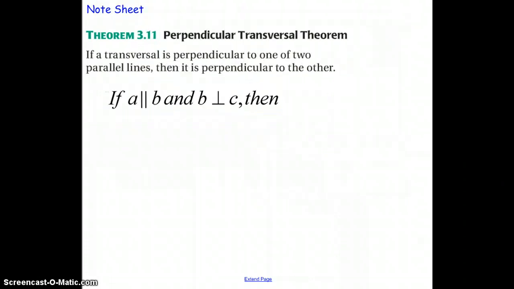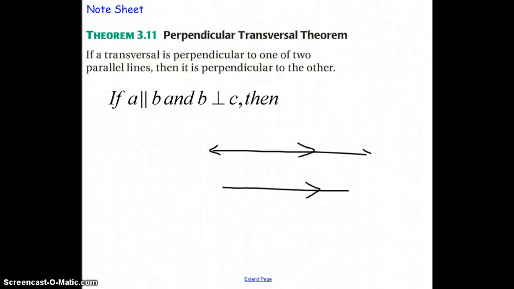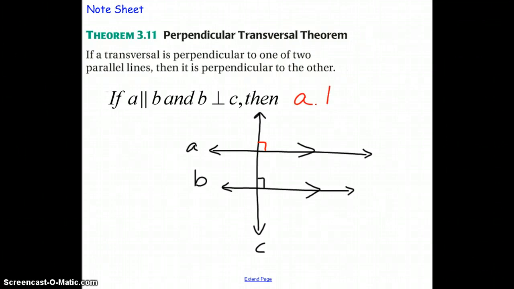Conversely, if I have two lines that are parallel, and I know that there's a line that's perpendicular to one of those lines, I can conclude the other line must also be perpendicular to that line.